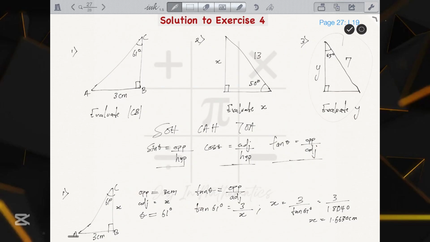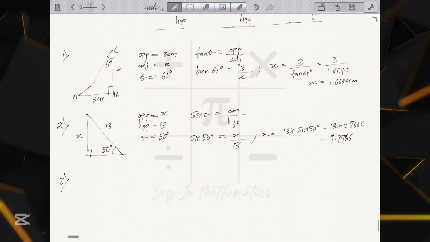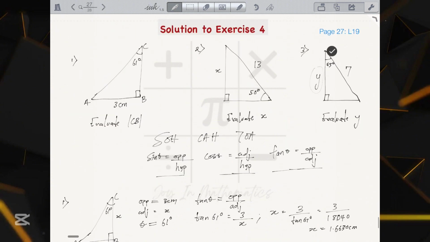And finally, let's go to question number 3. We have this, a right angle triangle with a hypotenuse of 7. The angle here is 45 degrees, and we are asked to evaluate y.